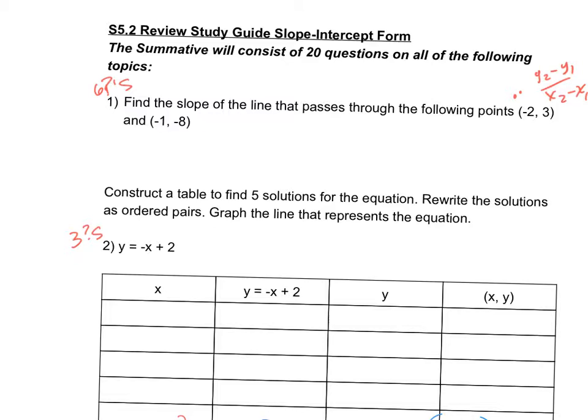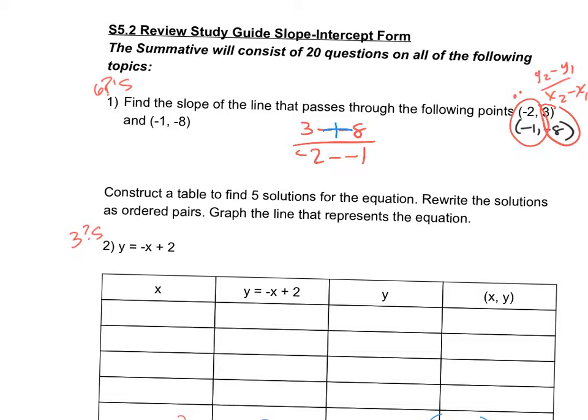You could put one point above the other, so that when you see one on top of the other, you can just subtract your y's. The biggest mistake people make: you're going to do -8 minus 3 or 3 minus -8. But if you do 3 minus -8, you have to go in the same order, -2 minus -1. Exactly. So with this one, the y's would be 3 minus -8 over -2 minus -1.